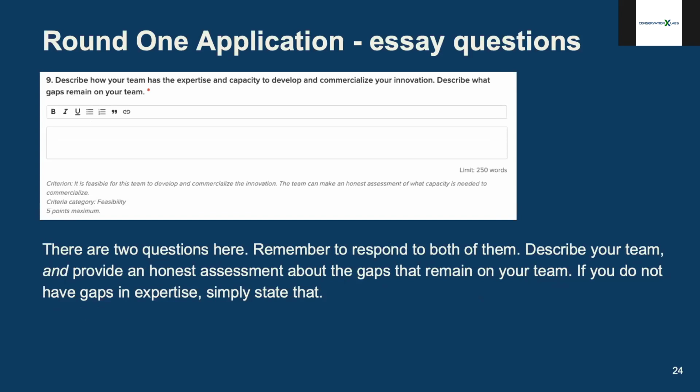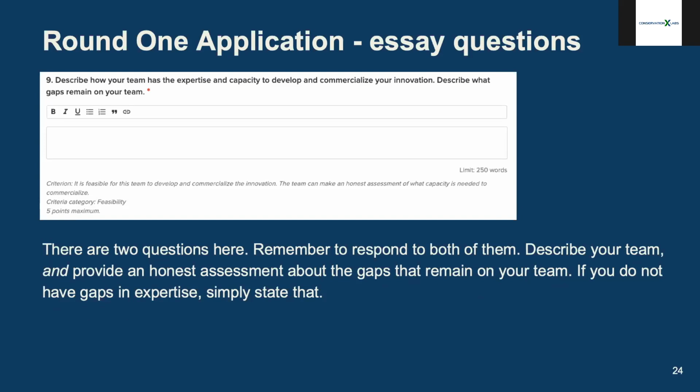So question 9 is: describe how your team has the expertise and capacity to develop and commercialize your innovation. Describe what gaps remain on your team. You'll notice here that there are 2 questions, and you want to make sure that you address both of the questions. The first question is to describe your team and the expertise, how your team has the expertise and capacity to develop and commercialize your innovation.